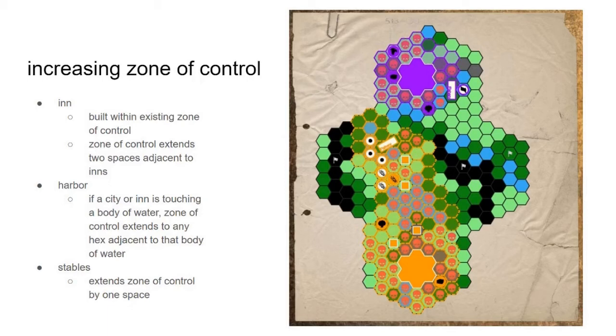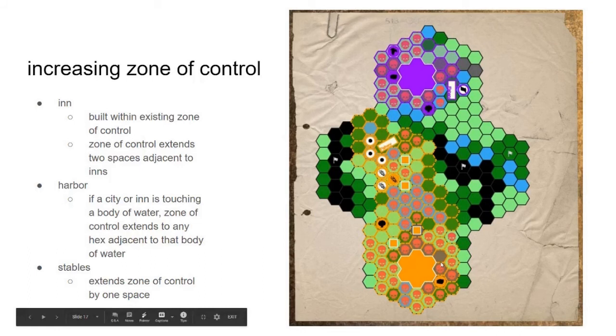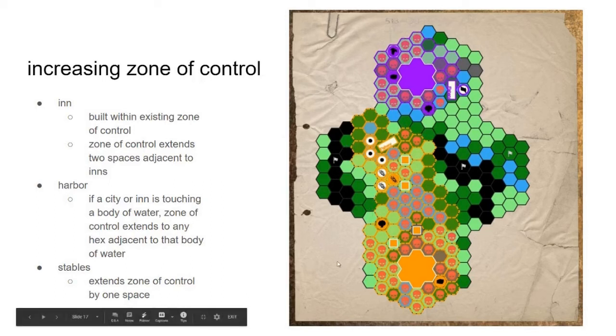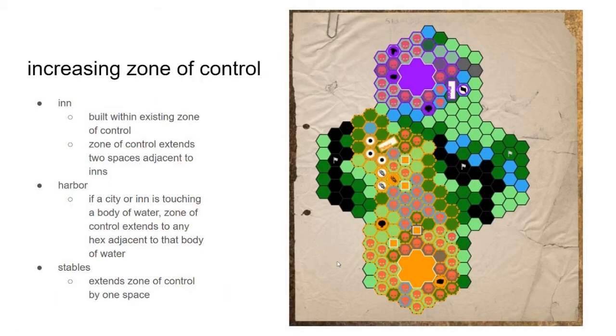The last way is through stables. And what stables do is they extend the zone of control by one space in all directions. So if this city had a manned stable, all of these spaces would be included in the zone of control. All of these spaces, all of these, not this one, these guys, all around like this, and those two. Because the entire zone would just be stretched out one more space in each direction. Now you can also increase your zone of control by building another city. So if I were to build a city, let's say here, that would increase my zone of control by 2 in all directions.